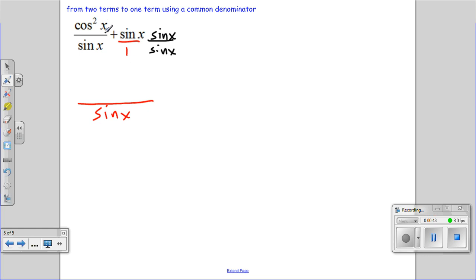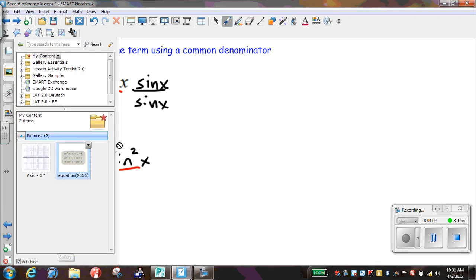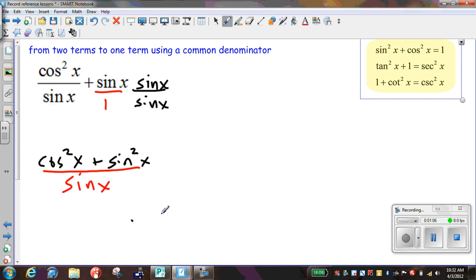And notice on the top here we have cosine squared of x, and that's the same. Then we have sine x times sine x, which is simply sine squared of x, okay? And looking here, let me just pull up again our trig identity here. Pull this out, okay? And notice here's our Pythagorean identities.